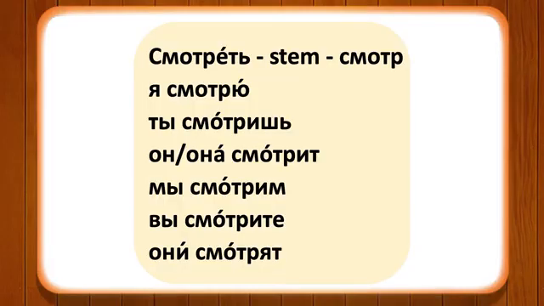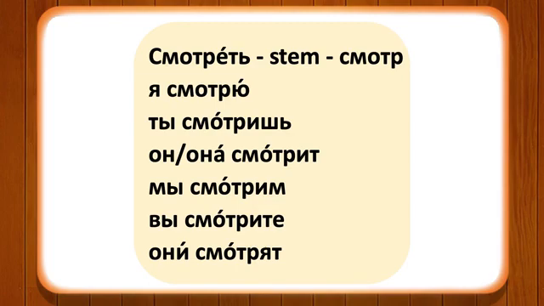Let us take the next verb, smatriech. Smatriech means to look. Smatriech is also conjugated according to the second conjugation. Let us remove the last three letters, ye, te and soft sign, to get the stem of the verb, smotr, and add those corresponding endings to conjugate the verb.